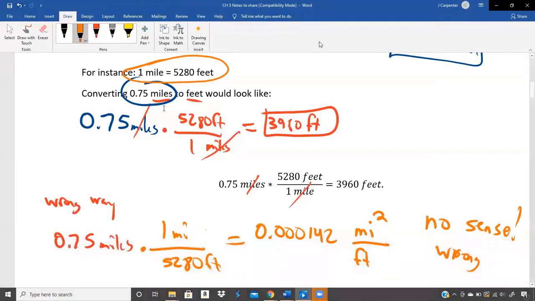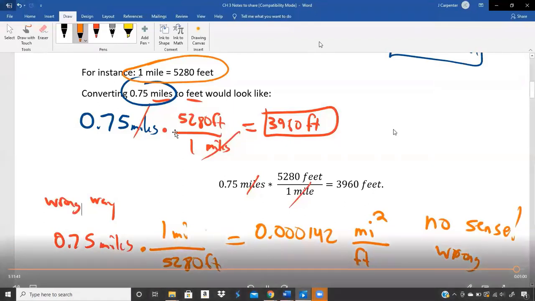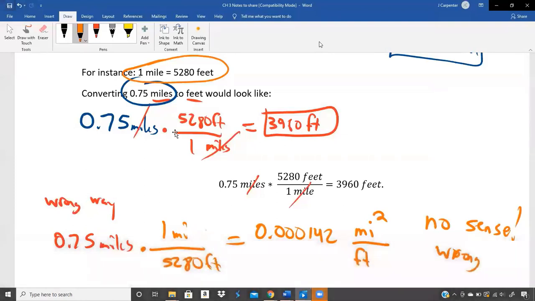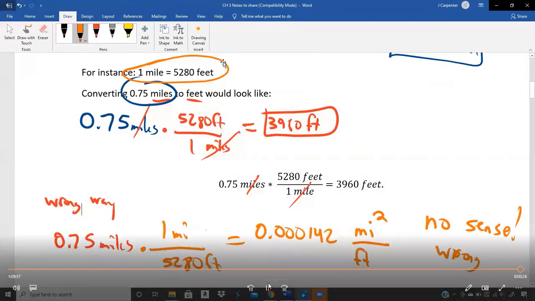But again, go ahead and practice these simple ones. Maybe try converting 2 feet to inches, because 1 foot is 12 inches. You should be able to do that pretty quickly. And then, since you've done one like this, maybe go with 3 miles to feet. That would be a good one. All right.